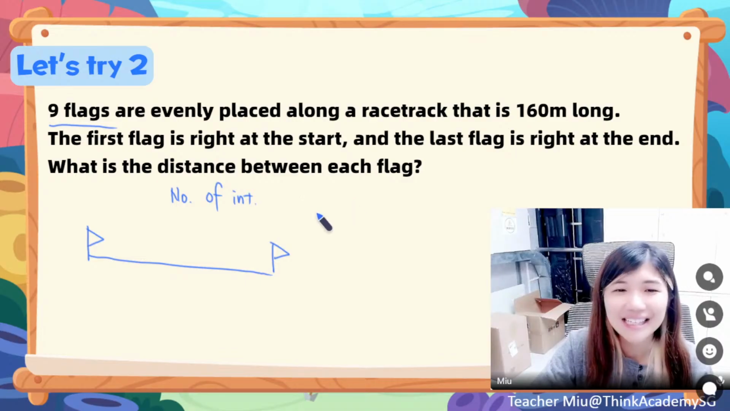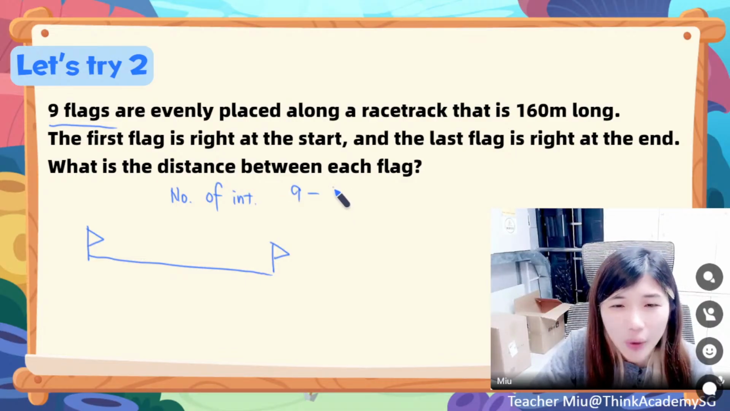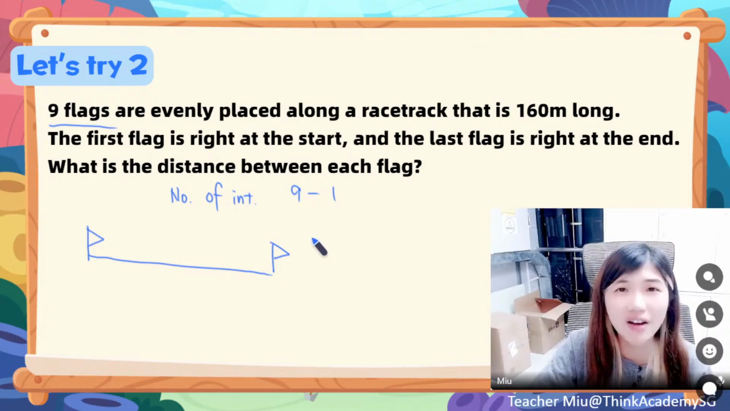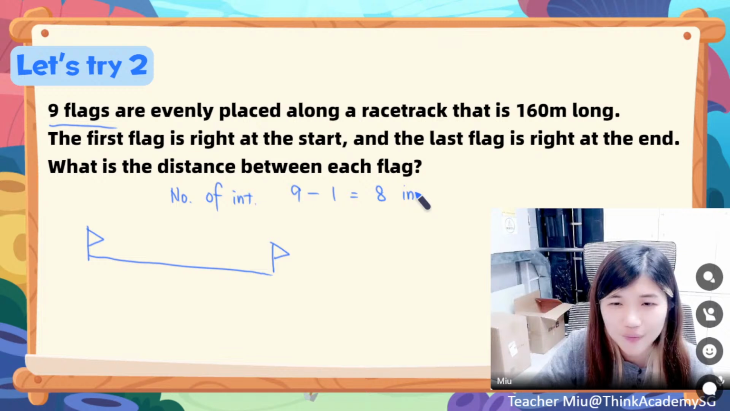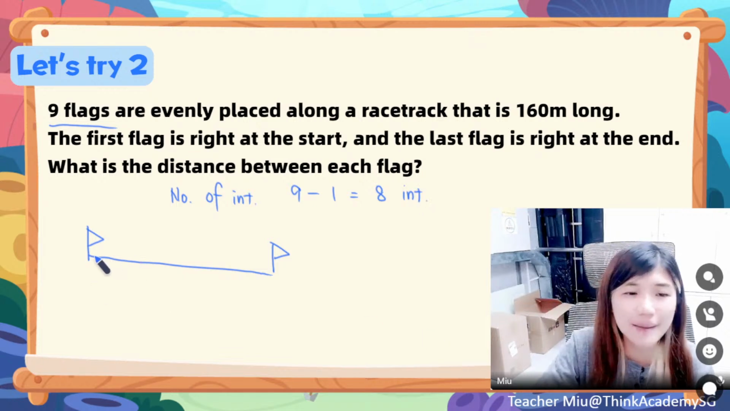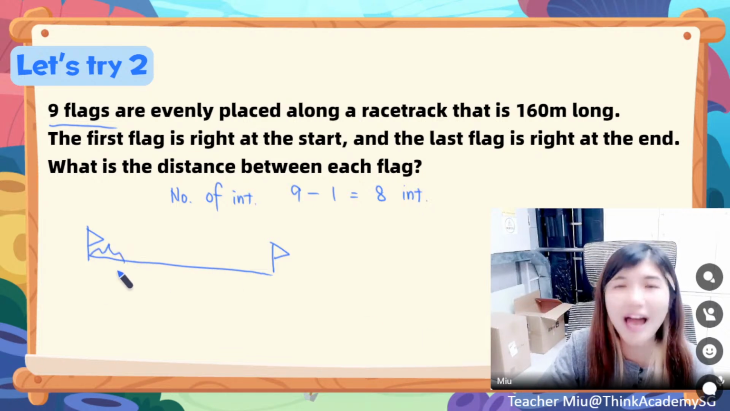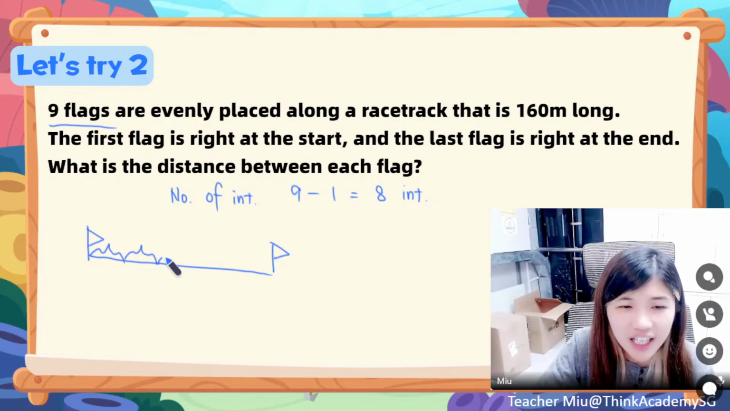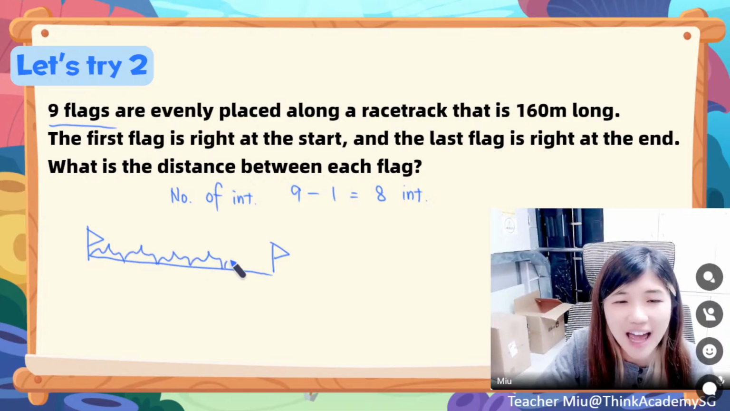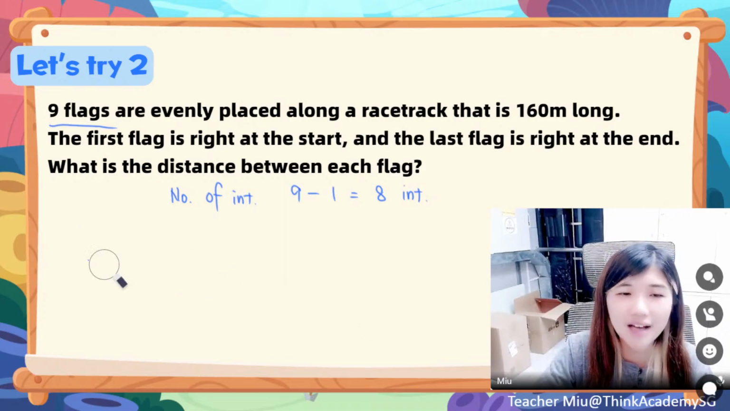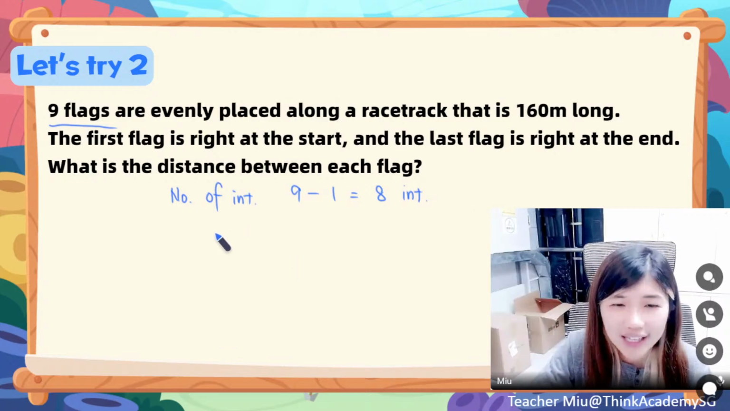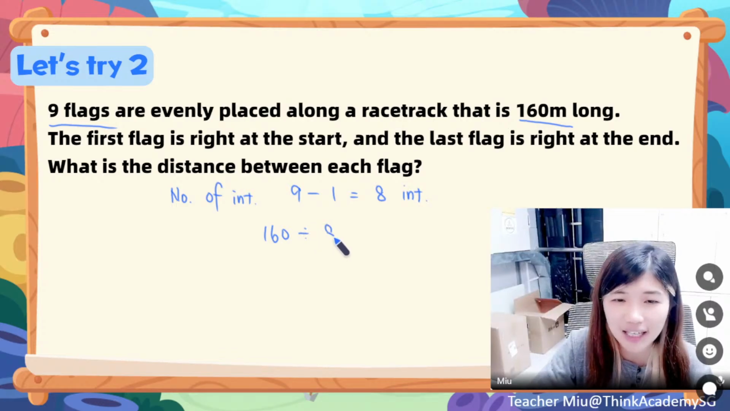Yeah, that must be 9, take away 1 because flag is one more, right? So take away that one more, and you will get 8 intervals. When you have 8 intervals, that means the row has been split into 8 equal parts with the same length. Each part is 160 meters altogether divided by 8, which is 20 meters. Yes, that's how we do it.